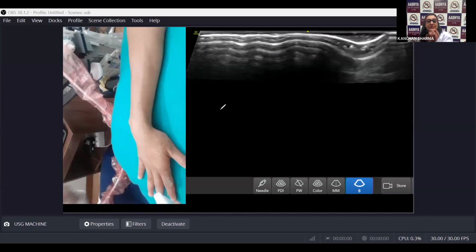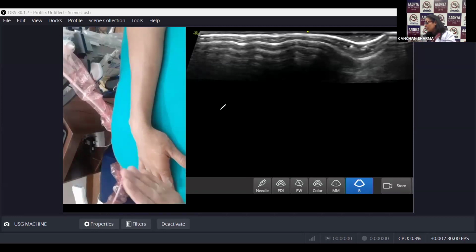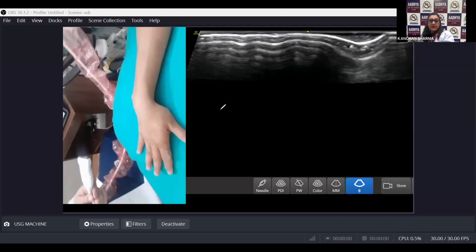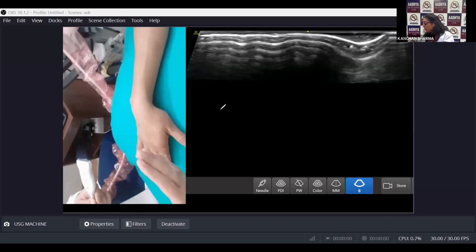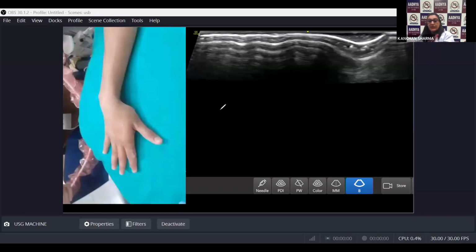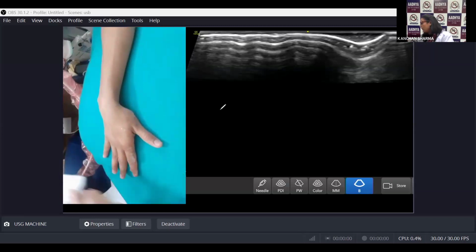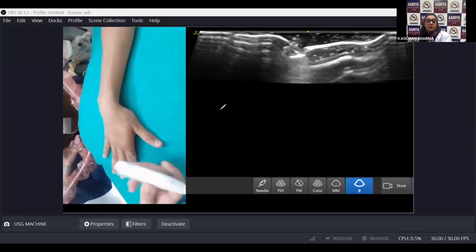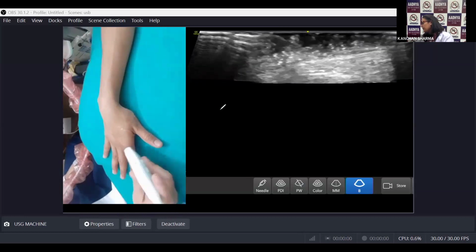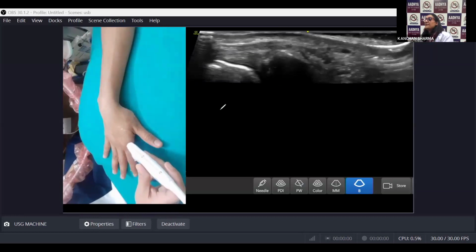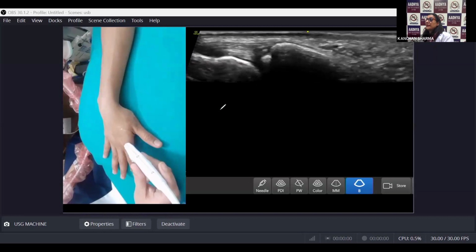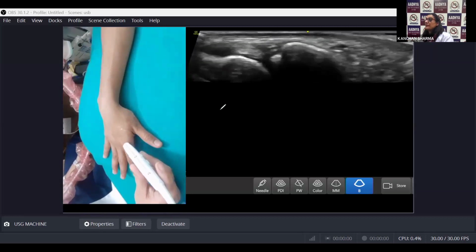So what are you supposed to do? Where is this radial collateral ligament present? It is present at the junction of your metacarpophalangeal joint, and it goes in an oblique manner like this. Fine, let me fix it here. It goes in an oblique manner, so how are you supposed to orient your probe? Now you know your metacarpophalangeal joint, and then I'm sliding my probe in this manner, keeping it in such a manner.